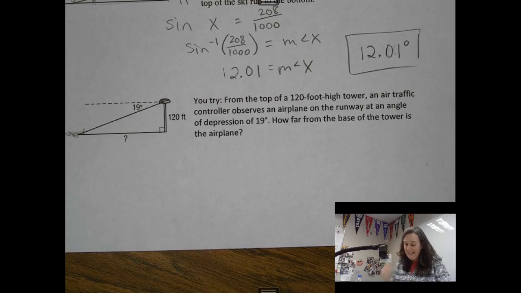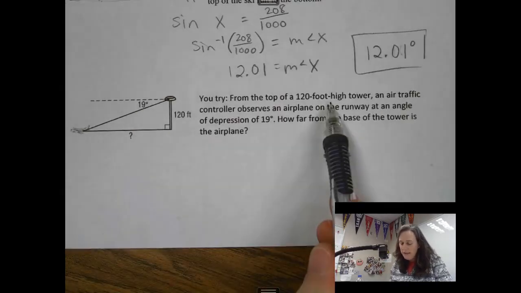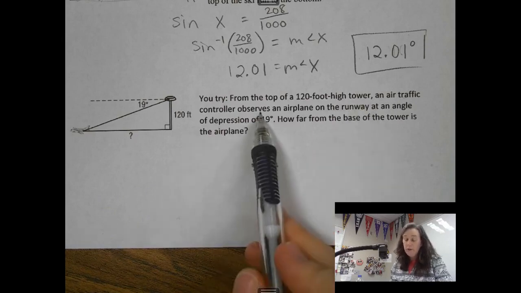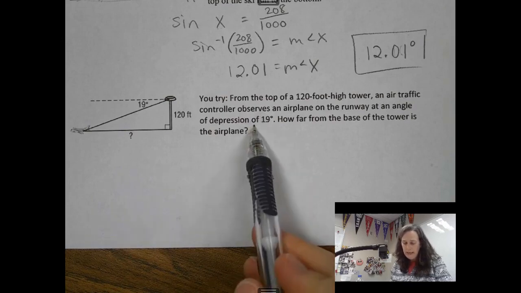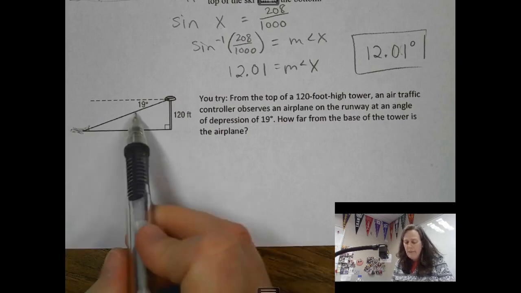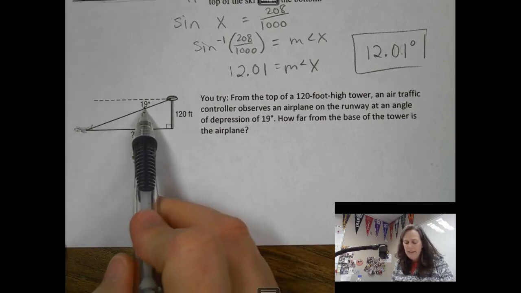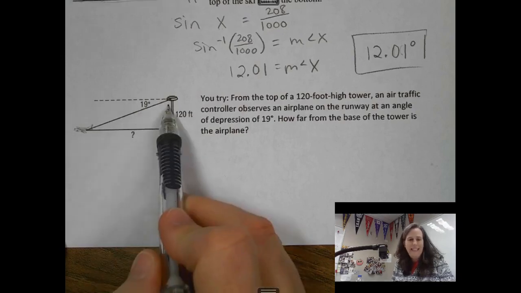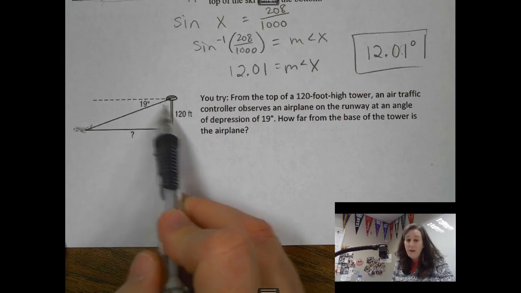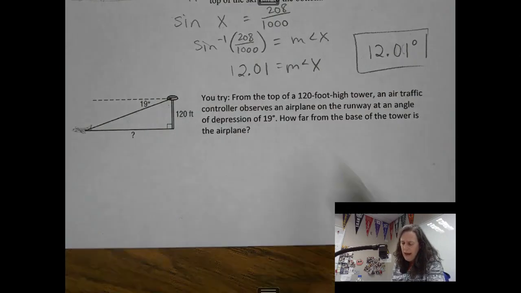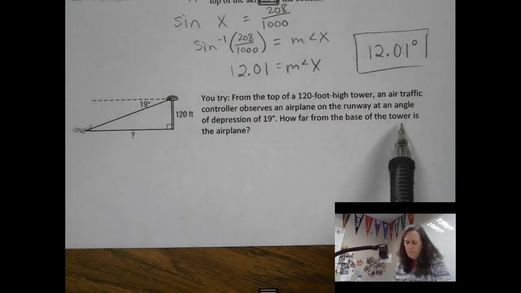All right, let's try. From the top of a 120-foot high tower, an air traffic controller observes an airplane on the runway at an angle of depression of 19 degrees. One thing I want you to really think about is that the 19 degrees is the difference from the horizontal. So don't try to plug 19 in as the angle inside the triangle. It's not going to work. How far from the base of the tower is the airplane?